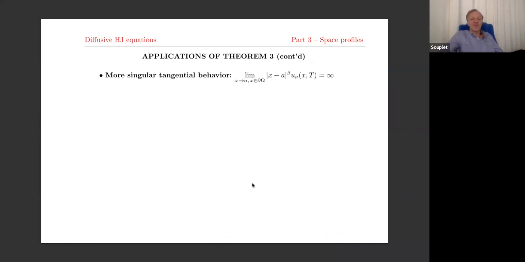Now, more consequences of the Liouville theorem. Of course, once you know the behavior in the normal direction, it's quite natural to ask what is the tangential behavior, because you have maybe a single point gradient blow-up. In the normal direction, we know how it goes, and in the tangential direction, we would like to know how fast the final profile becomes smooth. The consequence of the Liouville theorem is that it has to be more singular than in the normal direction. The same power, but here x moves not perpendicular but parallel to the boundary, and then the limit is infinity instead of finite. Okay, so that's one thing.